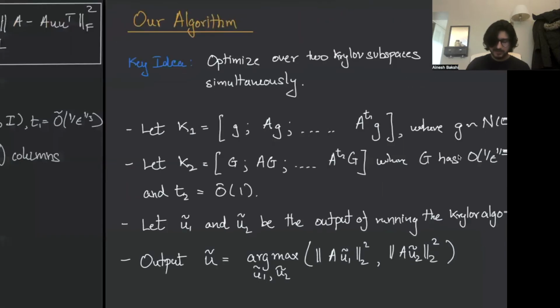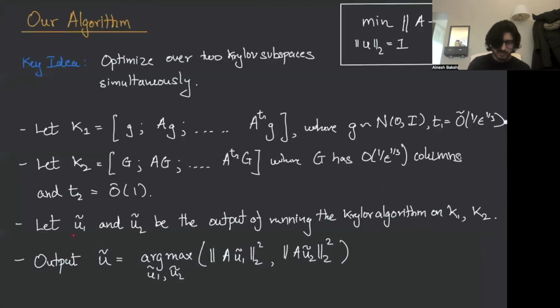And then we do something fairly natural. If U1 is the best vector in K1 and U2 is the best vector in K2, we take the best of the two. To formalize this, we simply multiply U1 tilde by A and U2 tilde by A and pick the larger correlation vector as our output. And that's the whole algorithm for P equals 2 and K equals 1. We can show that the resulting algorithm does indeed give a 1 plus epsilon approximation to opt.